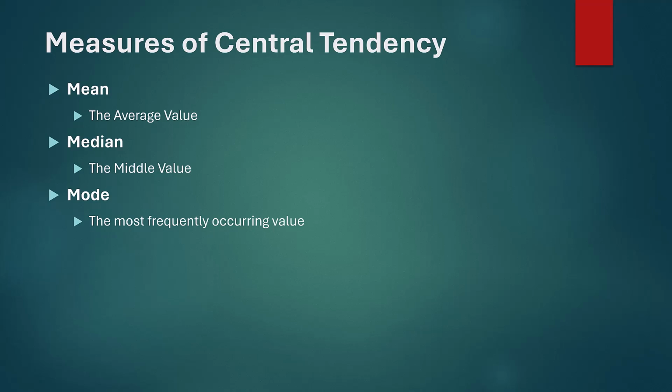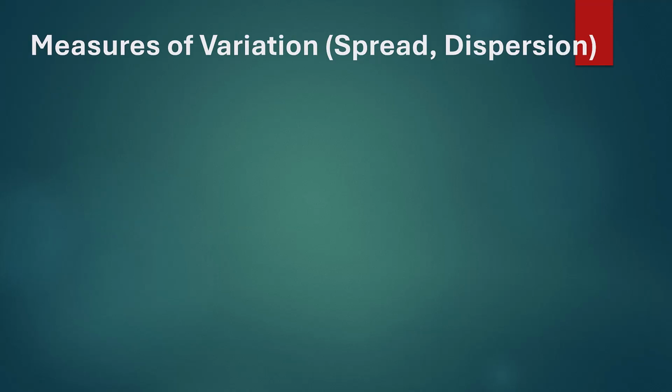So what you do is, for each unique value, you find how many times that value appears. That means you compute the frequency of each unique value and then find the value that has the highest frequency. Measures of variation, spread or dispersion. Variance. Variance is the average squared deviations from the mean.